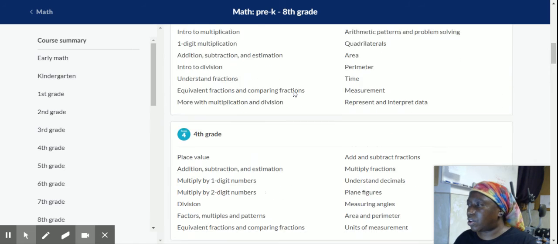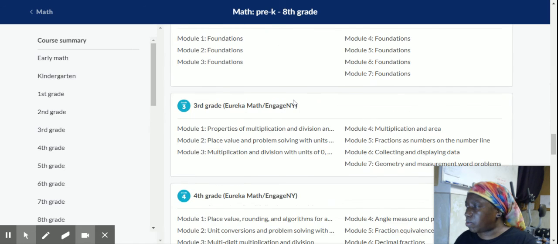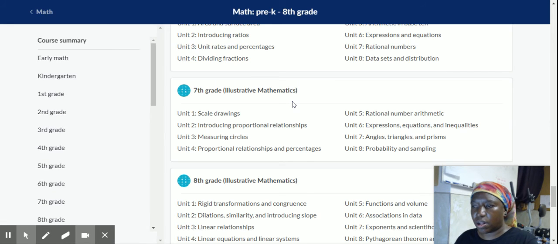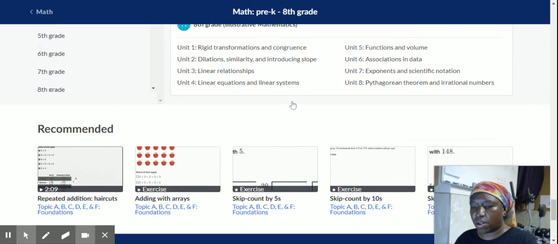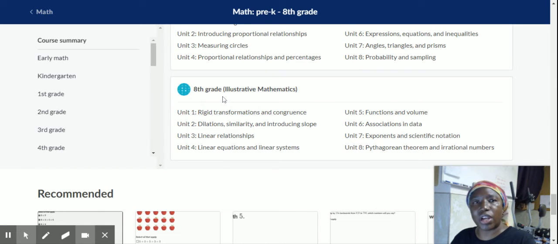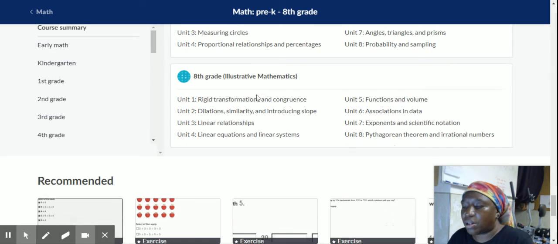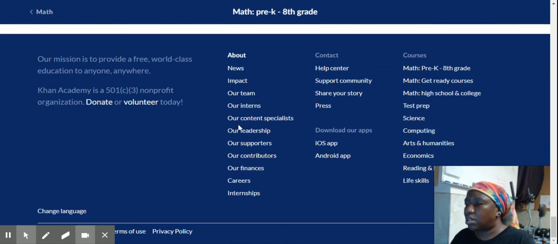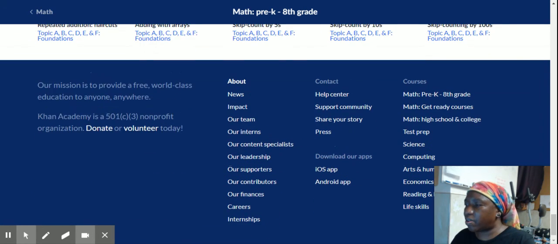And let me see, go all the way down. Let me make sure it went all the way down. Okay, see linear equations and linear systems. So which one is this? 8th grade illustrative mathematics. So that means that you're going to have to write problems. Skip count by 5, skip count by 10s, skip count by 100s, topics, foundation, and then you get back to here.